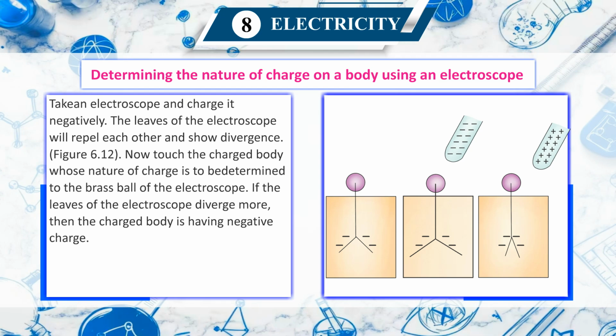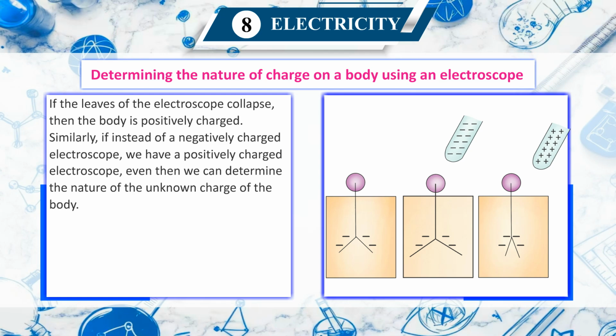Figure 6.12. Now touch the charged body, whose nature of charge is to be determined, to the brass ball of the electroscope. If the leaves of the electroscope diverge more, then the charged body is having negative charge. If the leaves of the electroscope collapse, then the body is positively charged.